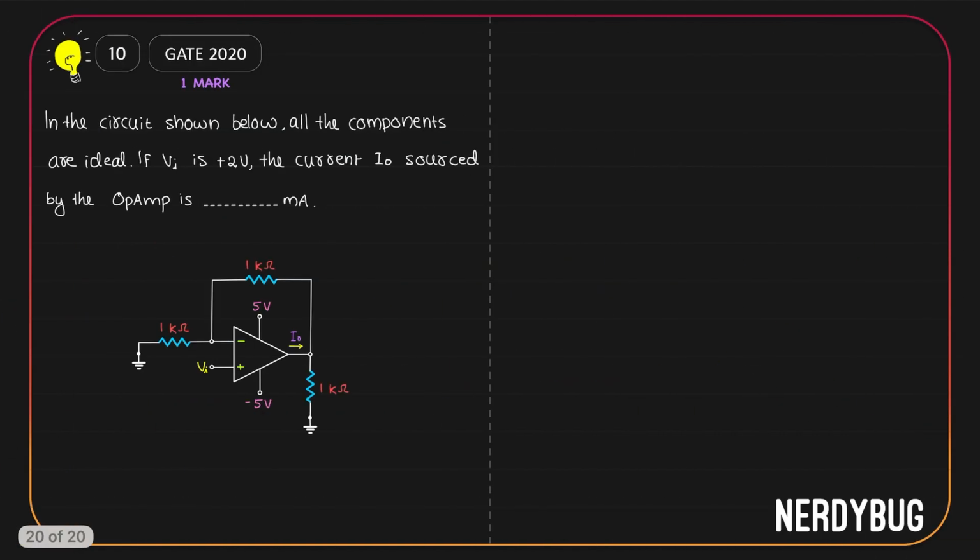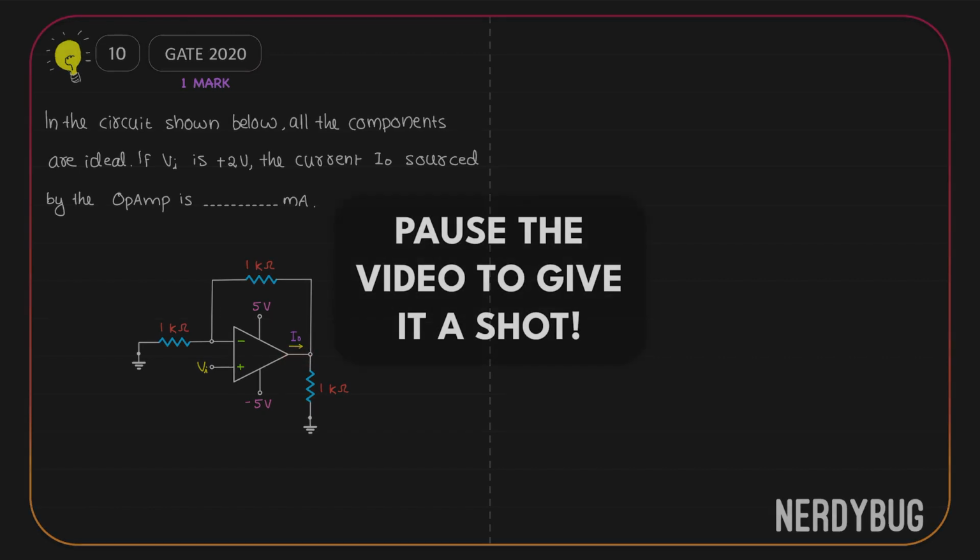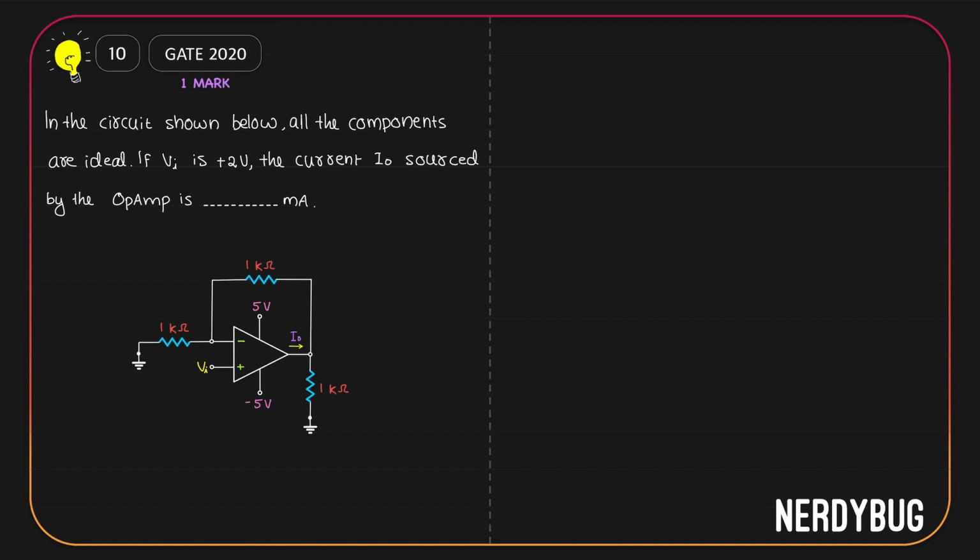Let us see the next problem. In the circuit given, all the components are ideal. Vi is 2 volt. We have to find out the current IO if the input is plus 2 volt. IO is the current that is flowing over here. Let us figure this out.